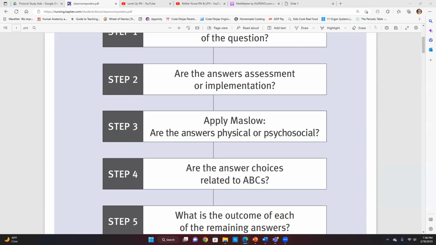So now I have to do something, right? I have to stop the transfusion because those clinical cues tell me that this patient is having a transfusion reaction. So that's what we're talking about. Are the answers assessment, meaning I need to gather more data, or implementation, meaning that I have to do something? In that particular question, I had to do something because I had to recognize the clinical cues were saying that the patient is having a transfusion reaction. Okay. Any questions about that? Step 2?